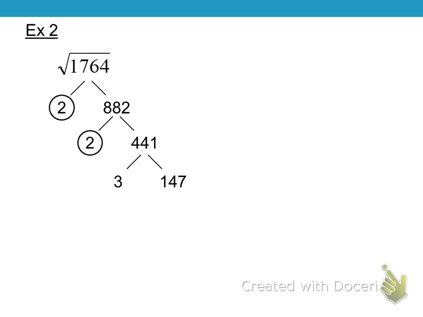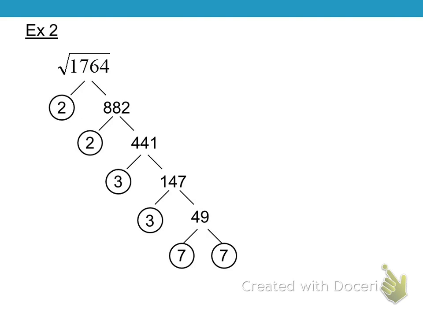Okay, so is 147 divisible by 3? Yeah, when you add 1 and 4 and 7, you get 12. And 12 is divisible by 3. So that is divisible. Yeah, 7 goes into 147. Yep. And then 49 is 7 and 7.